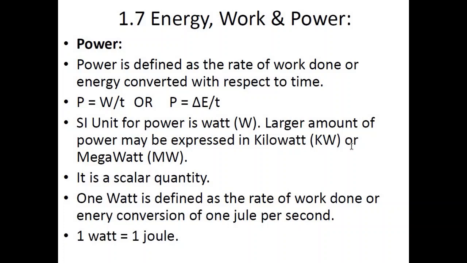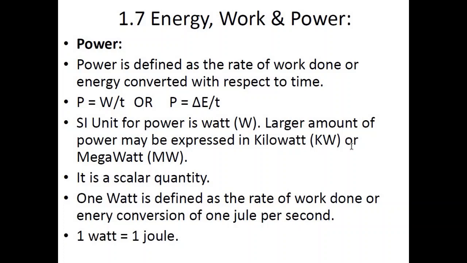Next we have power. Power is defined as the rate of work done per unit time, or energy converted per unit time. The formula for power is given as P equals W upon T, work done per unit time, or it can also be written as P equals delta E, the change in energy, divided by T, time. The SI unit for power is the watt. Capital W is the symbol.